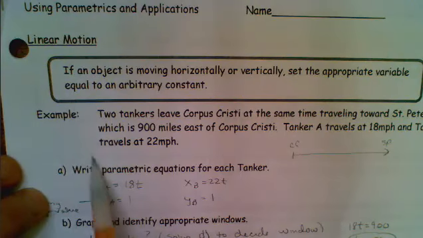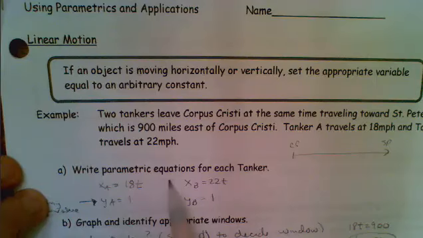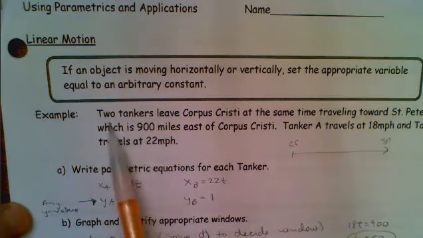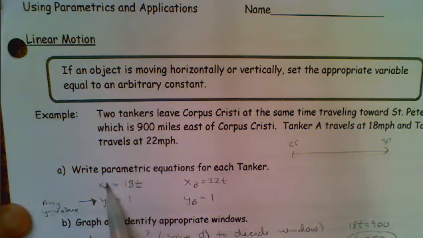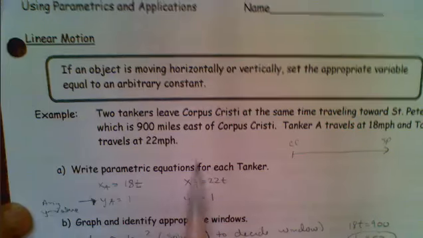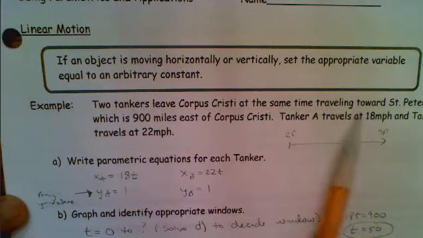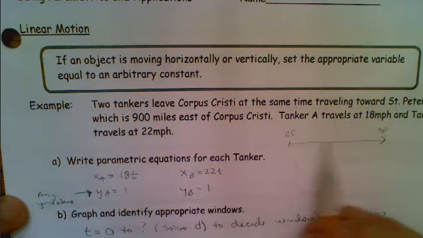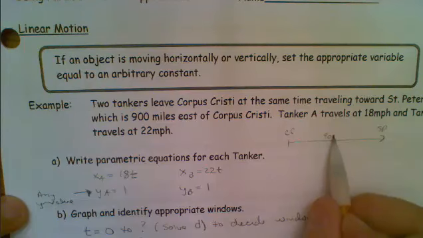So linear, you just have to make sure that you describe the path of the object, or whatever it is, in terms of an x and a y, with that parameter of time. So this one talks about two tankers. So I need to have a parametric equation for tanker A and a set of equations for B. All right, so it says they're leaving, and from one town to another it is 900 miles. So I know that between these two it's 900 miles.